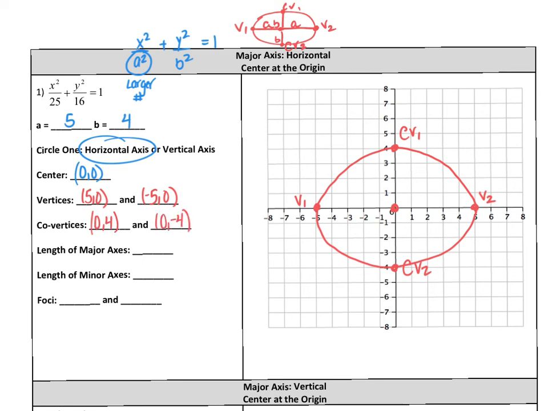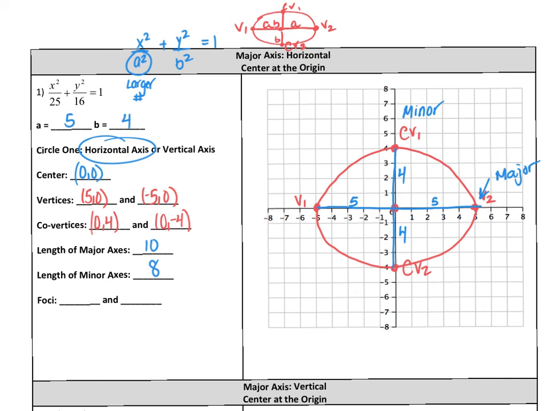And then the length of the major axis and the minor axis. Well, the major axis is where the vertices live. So the major axis would be from here to here. We'll call that major. And obviously, if this is 5 and this is 5, that distance is 10. Then our minor axis is where the co-vertices live. So this is minor. And if this is 4 and this is 4, that distance should be 8.